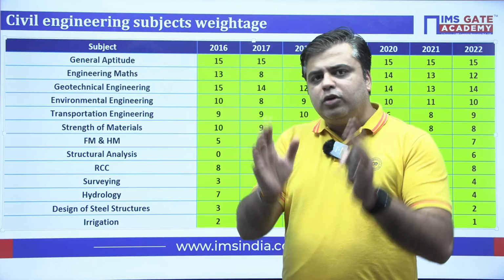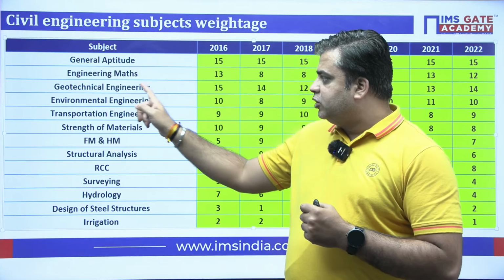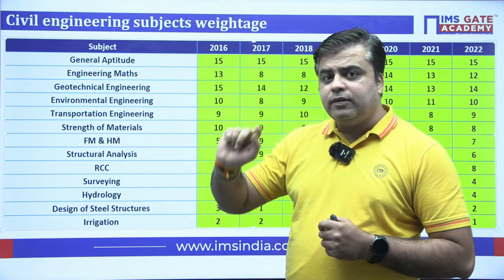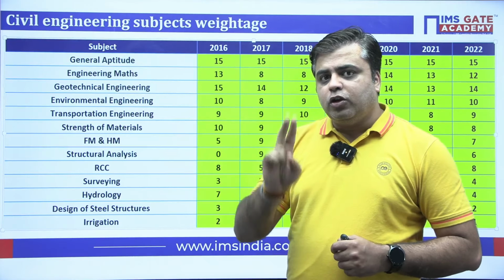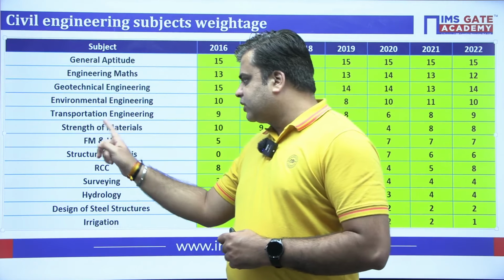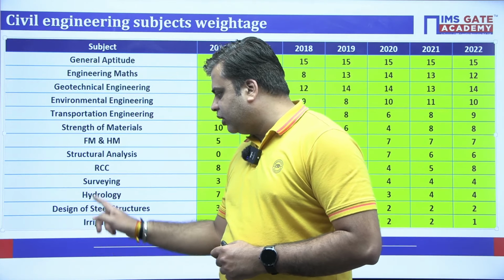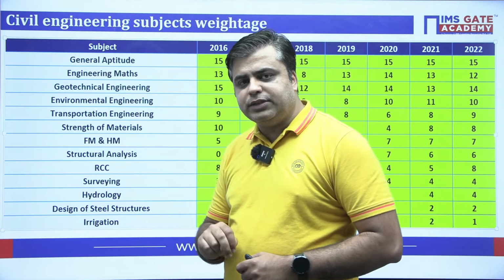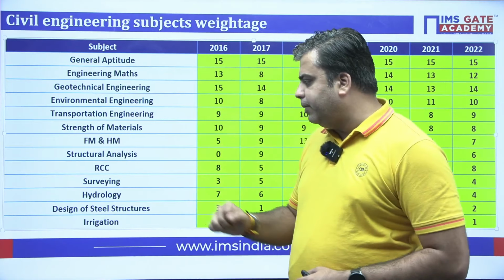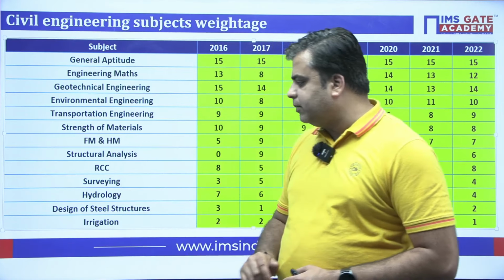So if I talk about the overall scenario, there are 3 important technical subjects: geotech, environment and transportation. Along with maths and aptitude, that should be your priority number 1. Your priority number 2 should be strength of material, fluid mechanics, structural analysis, and hydrology and irrigation combined. This should be your second priority. The third priority subjects will be RCC, surveying, steel structures, and construction material and management.